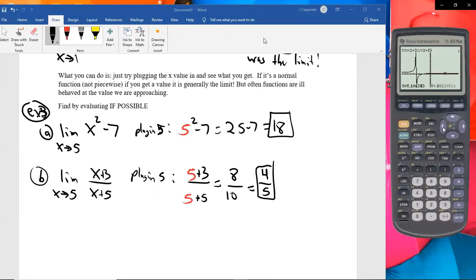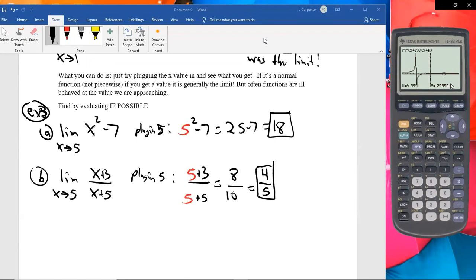If you do 5.00001, let's just go ahead and get really close. 0.8 and then a bunch of zeros and a 2. Well, that's ridiculously close to 4/5. So that's a good sign that it works from the right. How about from the left? How about 4.999? 0.79998. Yeah, that's pretty close to 0.8, which is 4/5.